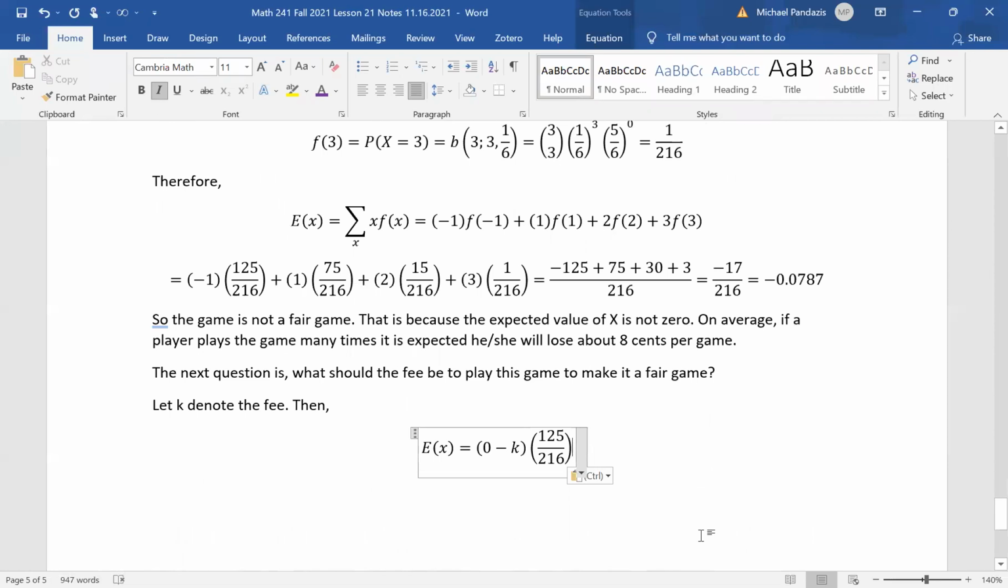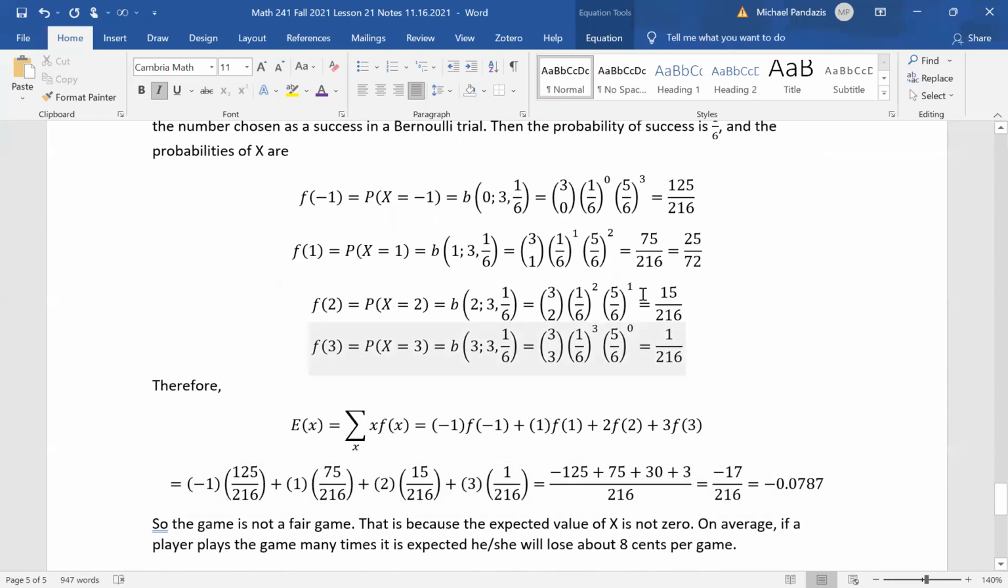Okay, so 0 minus k times 125 over 216 is losing the fee, which is k dollars, or negative k, because you've won 0 after paying a fee of k dollars, times the probability that happens, 125 over 216. Plus, you could make $2 after paying the fee of k dollars. Then your net gain would be 2 minus k. The probability of having a net gain of 2 minus k is the probability that your number appeared exactly 1 time. And that's the probability we found earlier, that the net gain was 1.